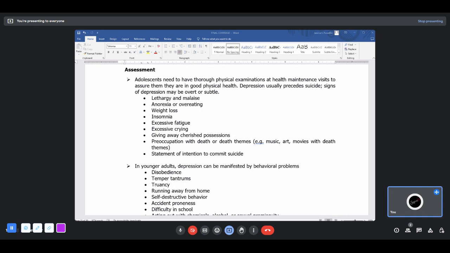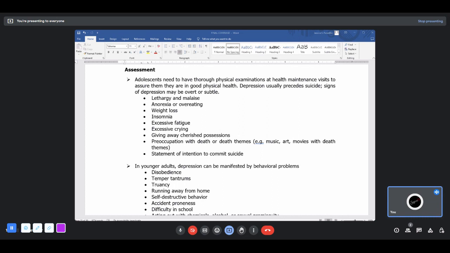Okay? We have lethargy and malaise. Okay, lethargy, ito yung lack of energy or enthusiasm. Okay, another one is malaise. This is a general feeling of discomfort or illness. Okay, another one, anorexia or overeating. Ito yung mga signs and symptoms. Another one, weight loss. Ay, wala na siyang ganang kumain. Nangangayayat na siya. Insomnia, hindi na siya makatulog. Okay? Excessive fatigue. Okay? Madali na siyang mapagod. For example, kapag hindi na siya natutulog, madali na din siyang mapagod, di pa siya kumakain.